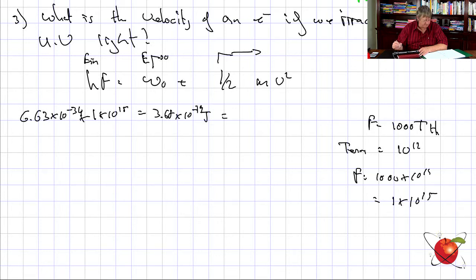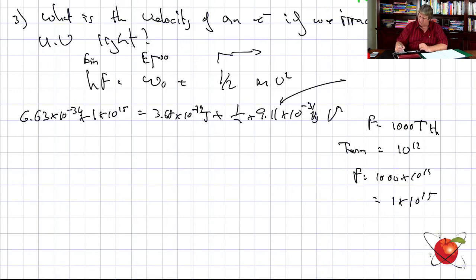Remember that. Must be equal to a half mv squared. Oh, sorry, not that. Plus a half mv squared. My bad. It's a half times the mass of an electron, 9.11 times 10 to the minus 31 kilograms, times v squared. Where does that come from? It's m_e, the electron rest mass. It's given to you in your table of constants, on your paper.